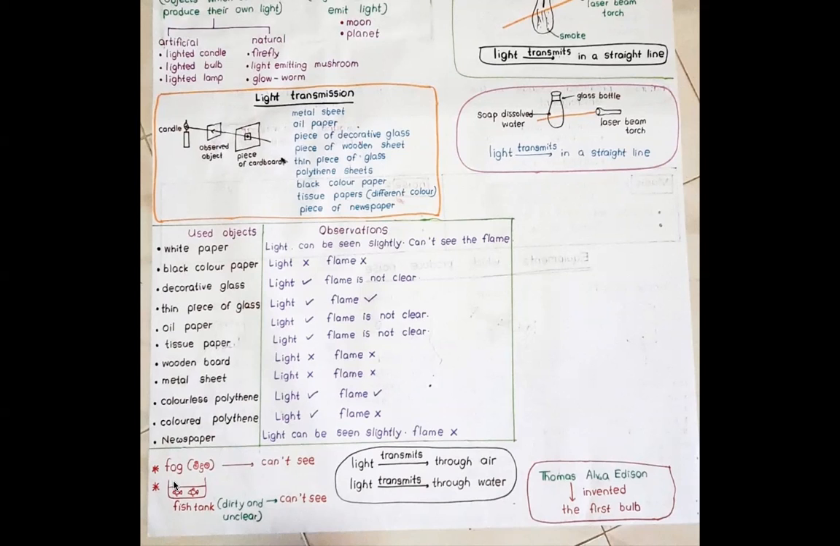Then if you take a fish tank, not a clean fish tank, a dirty and unclear one. If you take a dirty and unclear fish tank, will you be able to see the fish and plants clearly? The stones clearly? No. Why is that? Because light can't transmit through water. The water has turned dark if it's dirty and unclear.